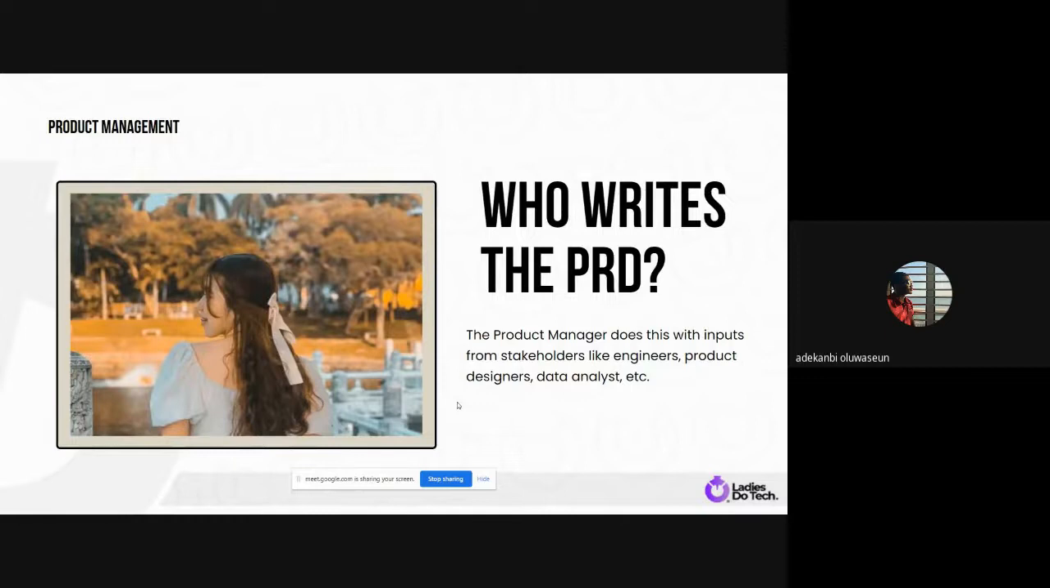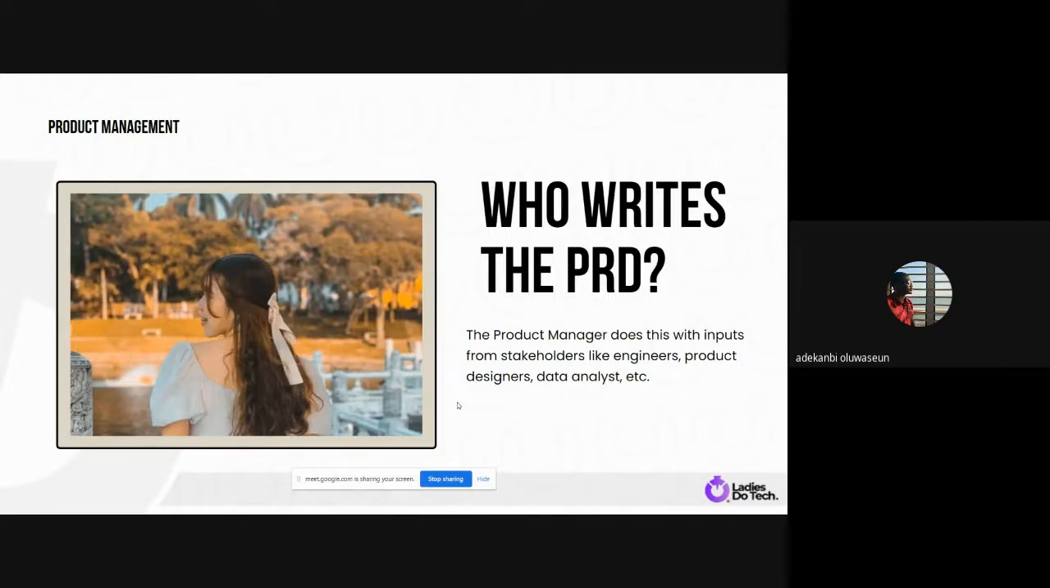So who writes the PRD? The product manager does this, and you don't do this alone. You're doing this in collaboration with engineers, product designers, data analysts, right? You are very lucky to be in the product management track, because you are the only one that gets to know about everything. You are in charge. You are the person that directs everybody.